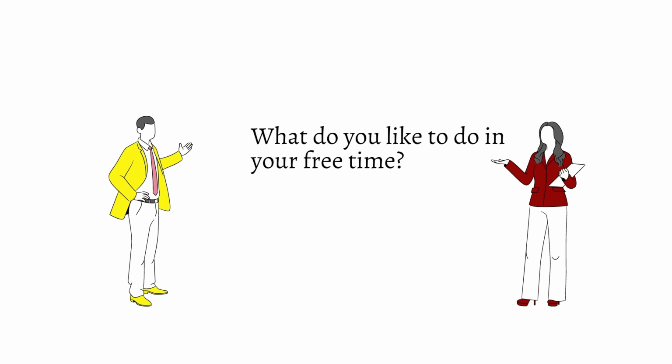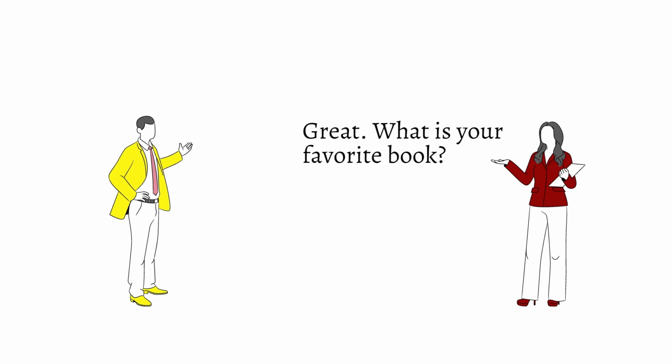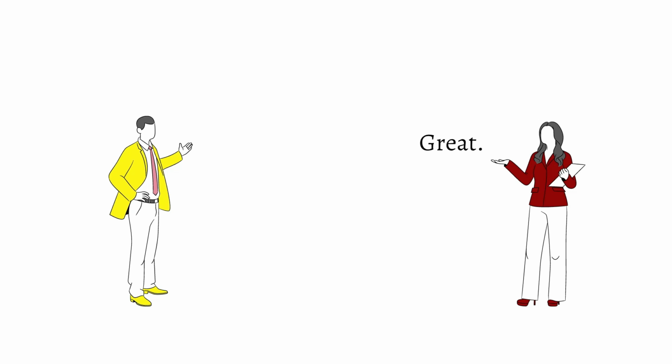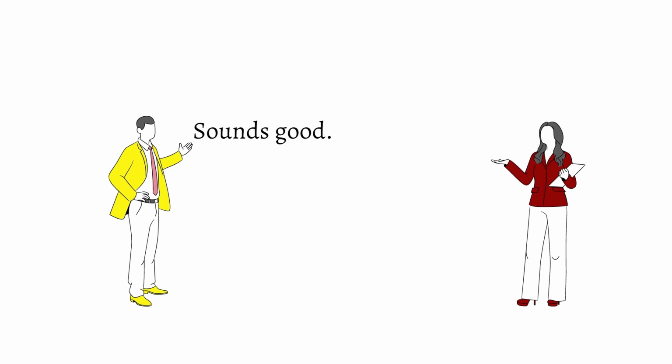"What do you like to do in your free time?" "I like to read books." "Great, what is your favorite book?" "My favorite book is 7 Habits of Highly Effective People." "Great. What are your hobbies?" "I like to hang out with friends and play video games." "Sounds good."